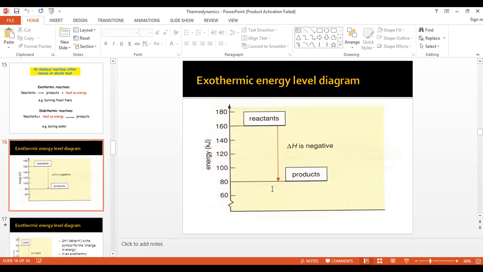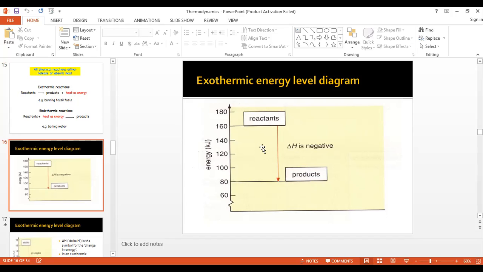See here, this is our first diagram, the energy level diagram for exothermic. This diagram maybe I will give you in your exam, and you need to predict whether this diagram is for exothermic or for endothermic, or maybe you need to draw it. So both possibilities of question: maybe you need to draw or maybe the diagram is given to you. So how do you know that this diagram is for exothermic and this diagram for endothermic?